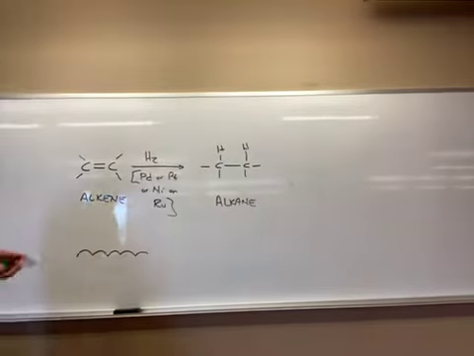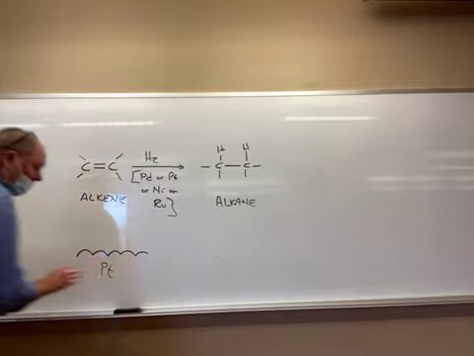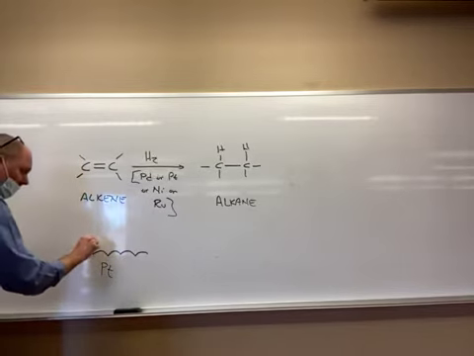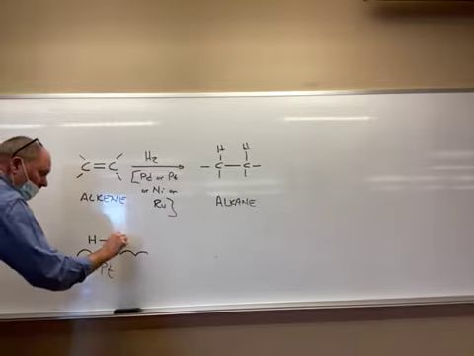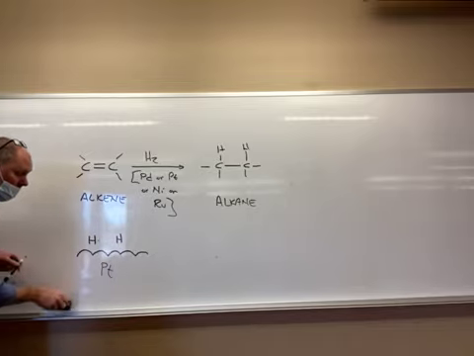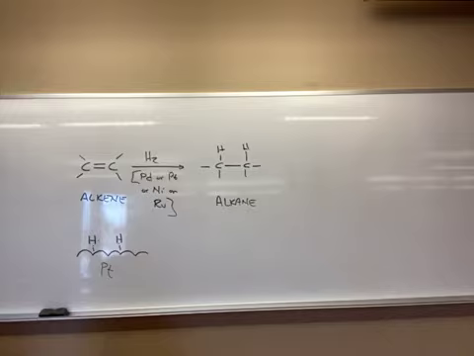Okay, so the nickel or the platinum or the palladium surface invites a hydrogen to come stick to it. And so hydrogen just kind of comes down and sticks. And when it does, it takes its electrons and forms this bond. Okay?